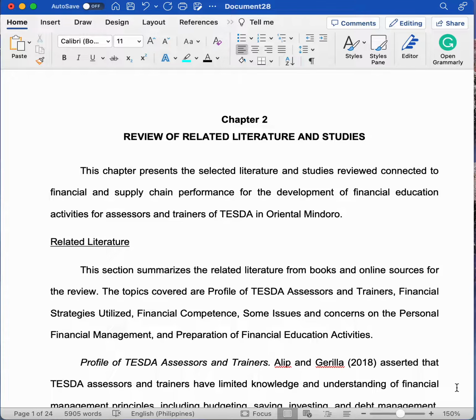Here are the concrete examples. If you are writing a thesis or dissertation, probably this is a format that you are following, but different institutions have different formats. It depends on the format of different colleges or schools. So, for instance, you are writing chapter 2 of your thesis or dissertation. Of course, this example is about financial education, the development of financial education activities for assessors and trainers of TESDA in Oriental Mindoro. And here are the examples of related literature.